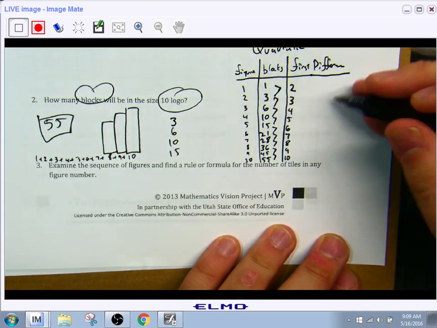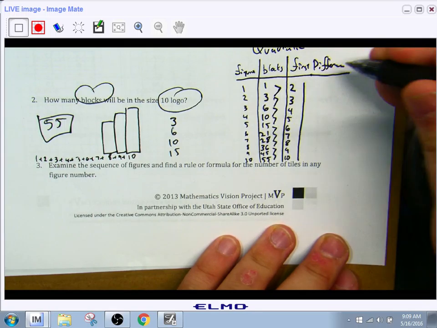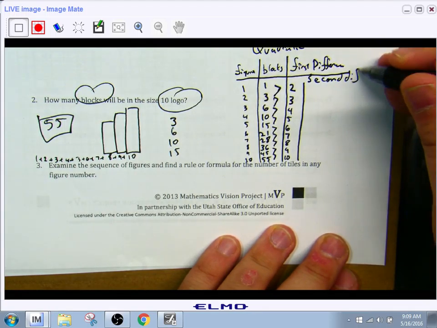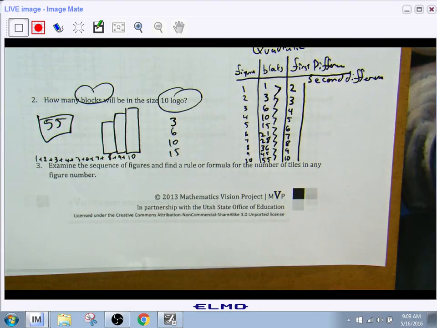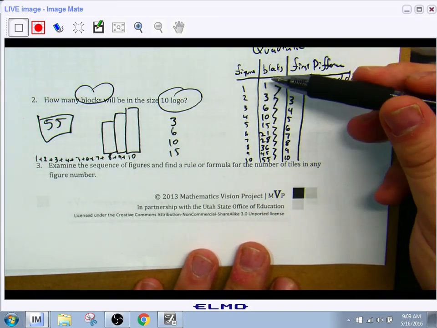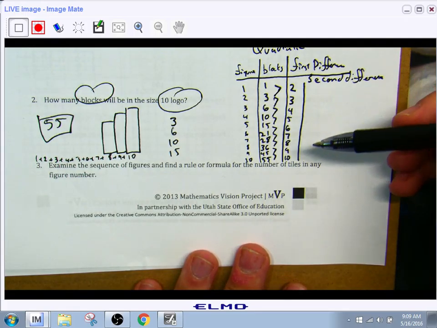And check out what happens. So we did the first difference. You know what I want to do? I want to do the second difference. Let's see the difference of our differences. Okay? Does that make sense? So we did the first difference where we were looking at the differences between our blocks. Let's do a second difference where we look at the difference of our differences.